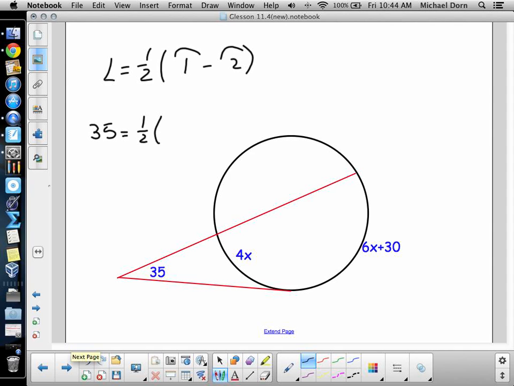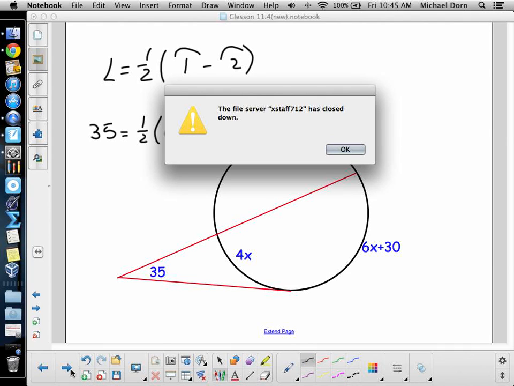Is 1/2 the larger arc minus the smaller arc. Now, when we did this on the quiz, a lot of people would put the angle in here and one of the arcs out here. You weren't putting numbers in the right spots in the formula. I had people who had the right formula, but they're putting things in the wrong places. But it's 4x minus 6x plus 30. You can't take the small one minus the large one. It doesn't work. It has to be large minus the small.